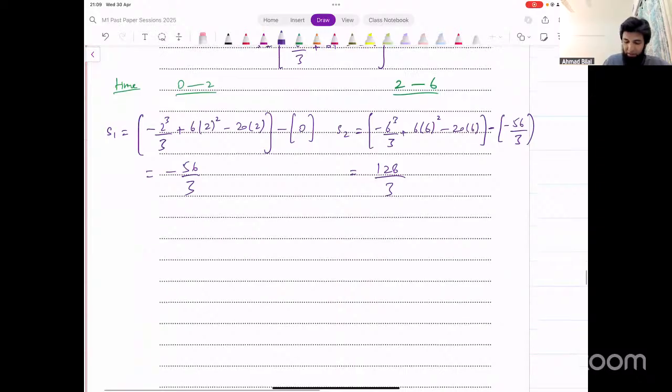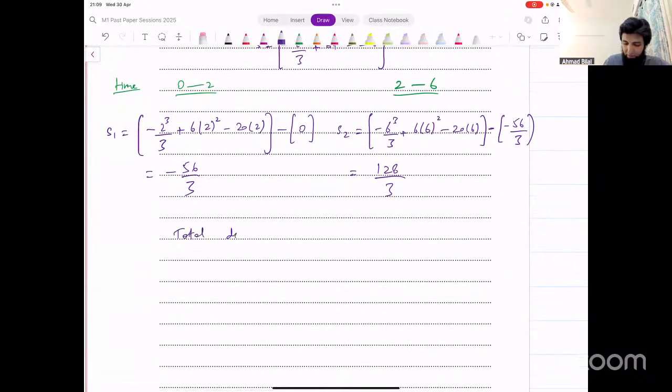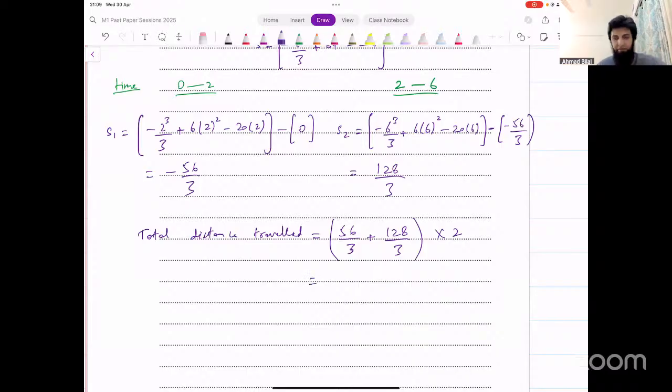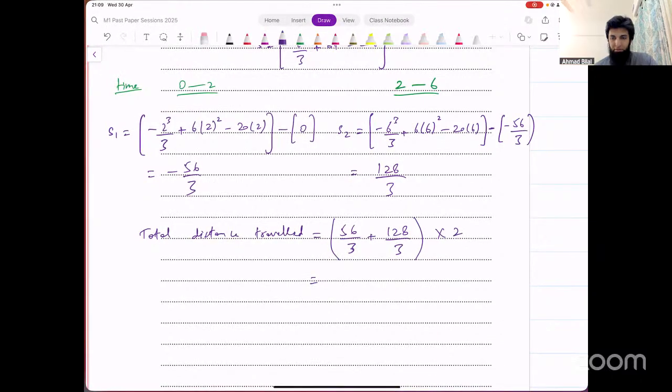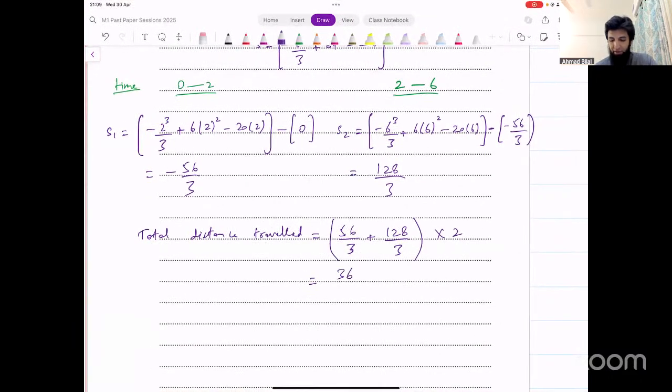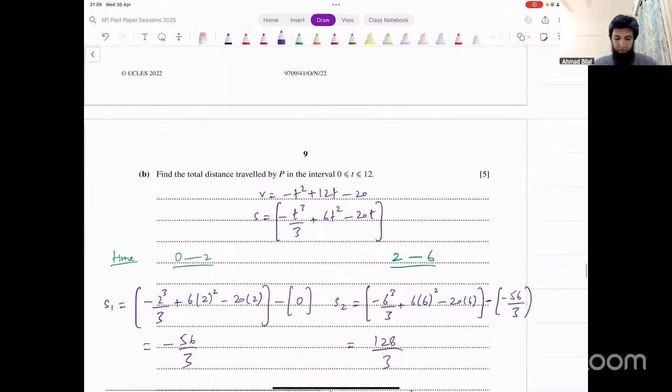Find this distance traveled first of all, making the values positive: 56 over 3 plus 128 over 3. Whatever this value turns out to be, you multiply that whole number by 2, and that will give you the total distance traveled. You can see what that turns out to be. What's this? 368 divided by 3, and that's your final answer. Thank you. That's the total distance traveled. Okay, that's what we were looking for. That's part B. Let's move on.